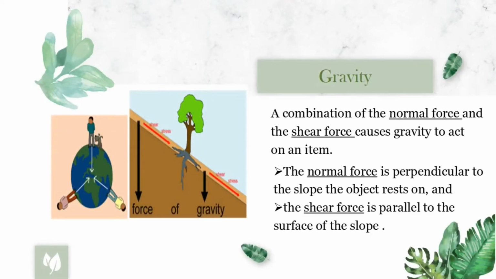The first one is gravity. It is a combination of the normal force and the shear force that causes gravity to act on an object. The normal force is perpendicular to the slope the object rests on, and the shear force is parallel to the surface of the slope. Steep slopes have higher shear forces. The steeper the slope, the greater the chance an object will slide.